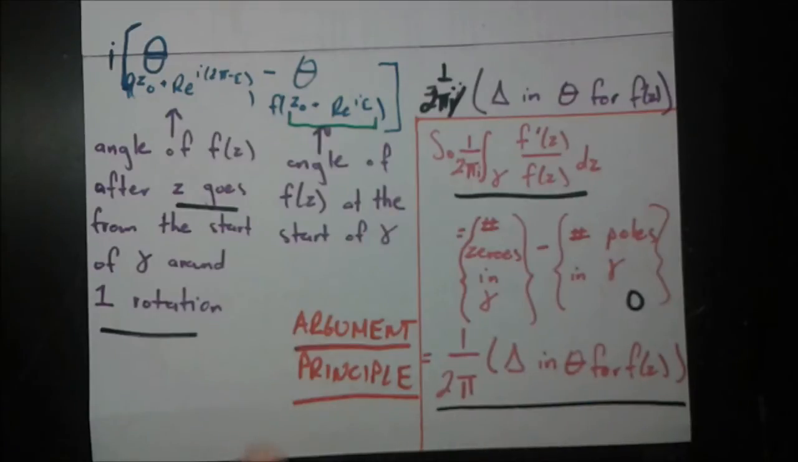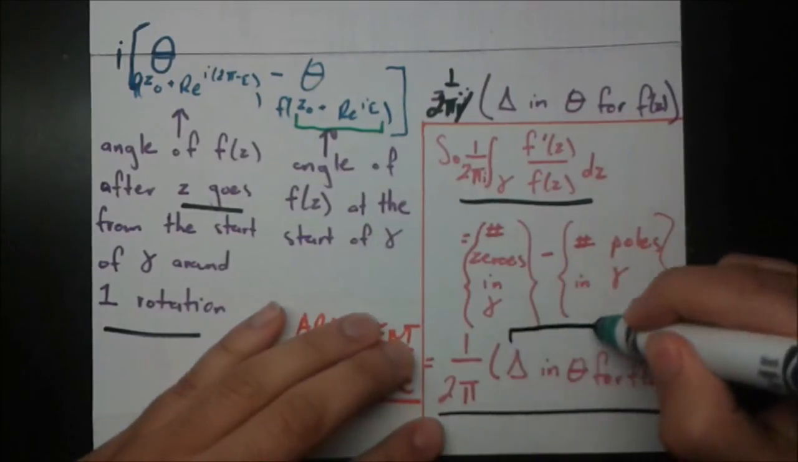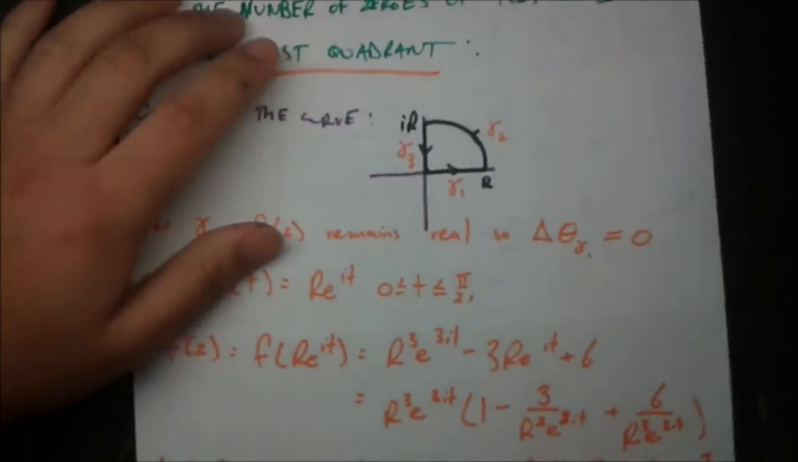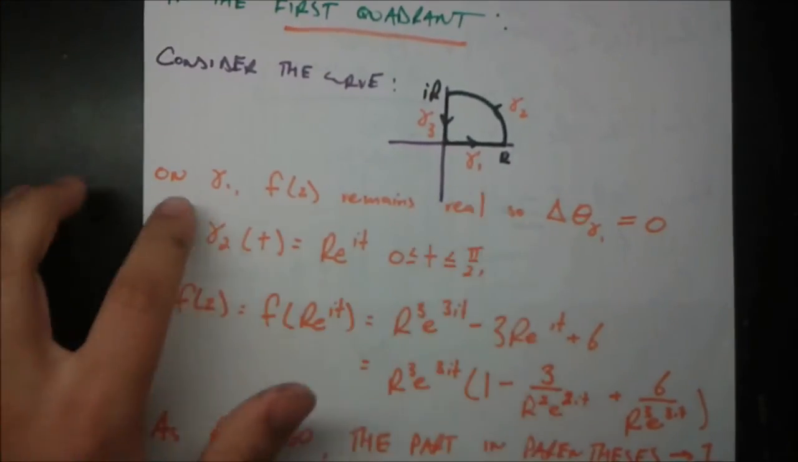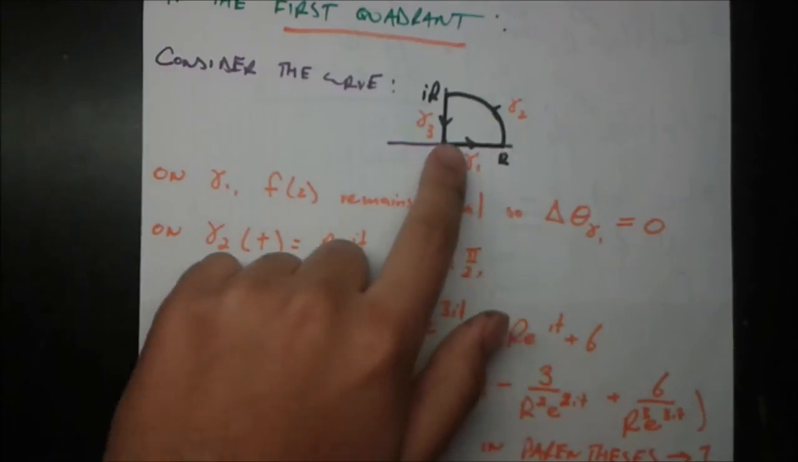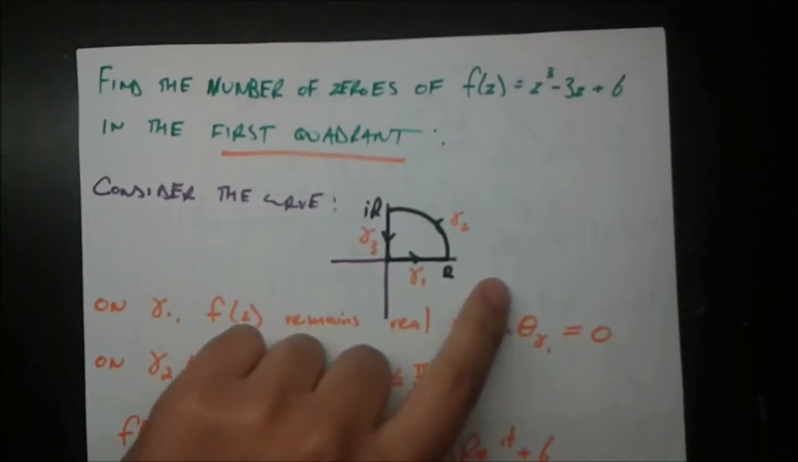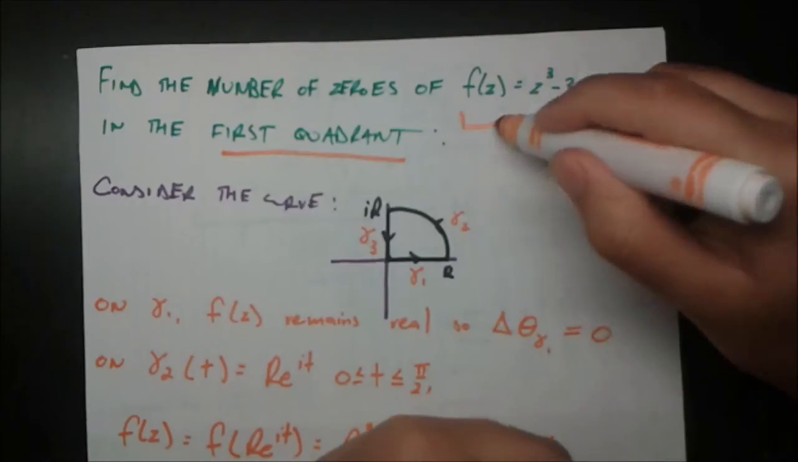So the thing we're interested in finding now is the change in theta for f of z. And that's what we're going to do for these 3 parts of gamma. So let's do it for gamma 1. On gamma 1, what happens? On gamma 1, this is all just real numbers, right? What happens when you plug real numbers into this function right here?